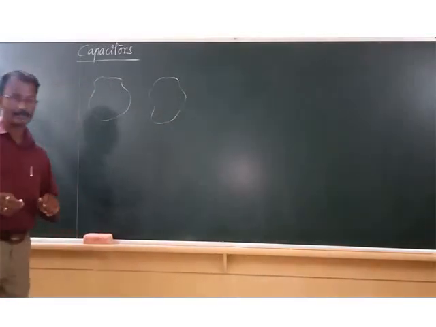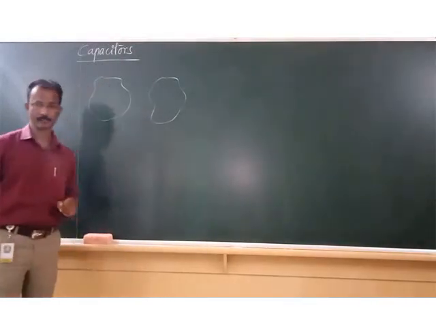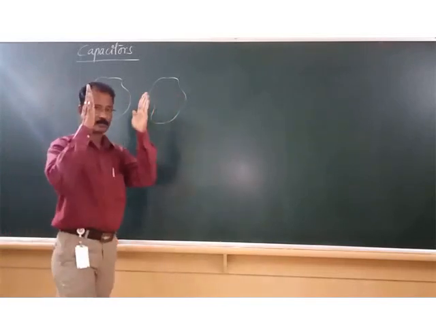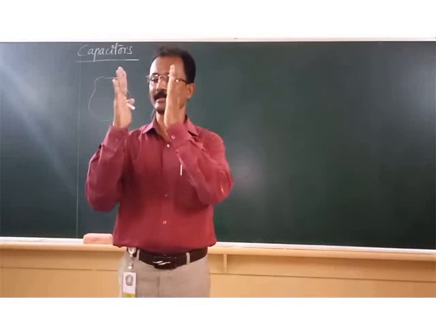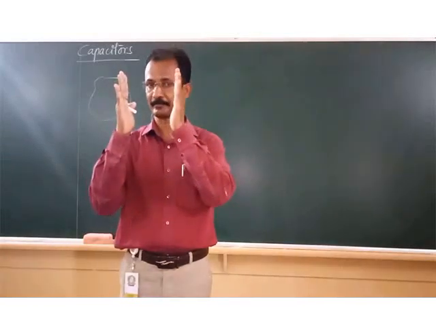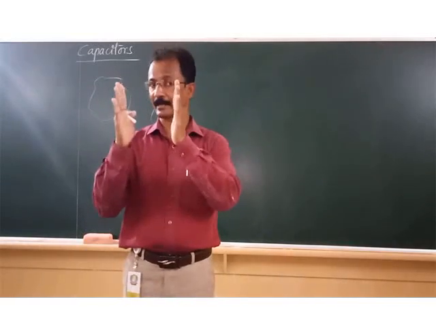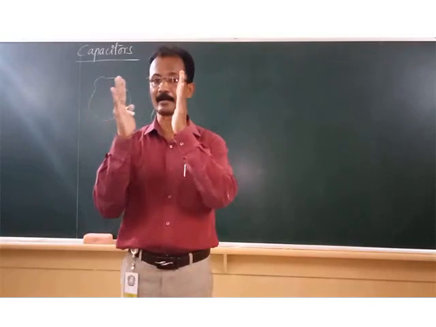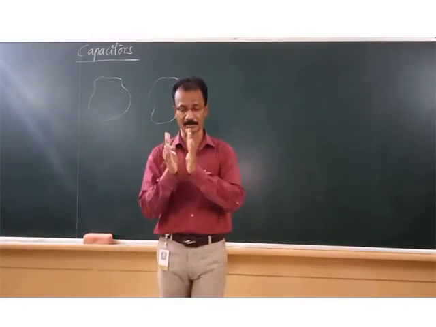Here are the conductors. Both are separated by a small distance. So here the two plates are parallel plates. Even if you consider one conductor, they are separated by a small gap. So these are parallel conductors separated by a small gap. The gap may be empty or filled with one or more dielectric substances.